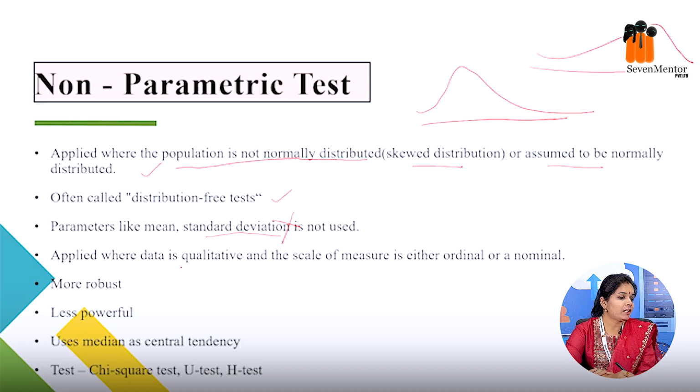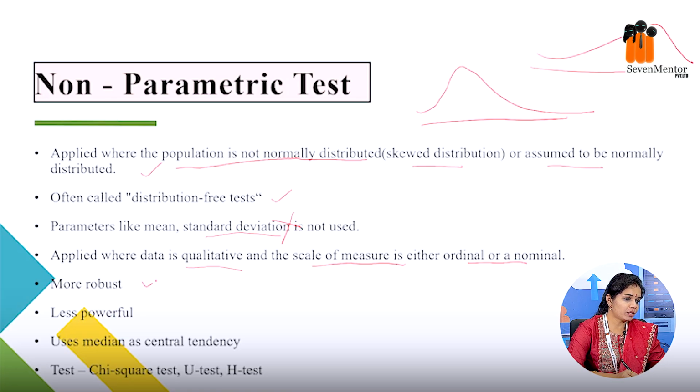It is applied where data is qualitative, where the scale of measure is either ordinal or nominal. You remember ordinal, we had done the order ranks: excellent, poor, very good. These are the ranks, or first, second, third ranks. So this is ordinal. Nominal is, for example, gender, male, female, or flowers, colors, etc. These are the nominal terms.